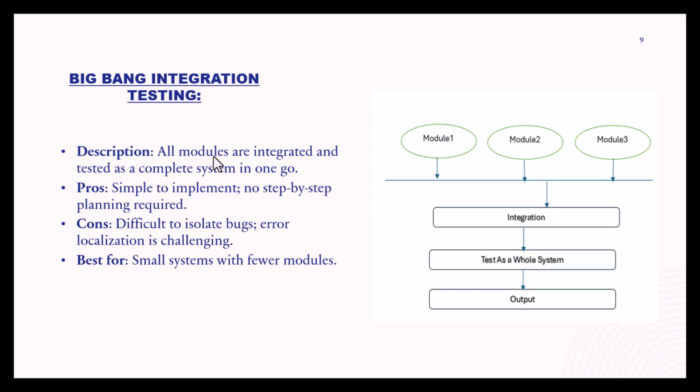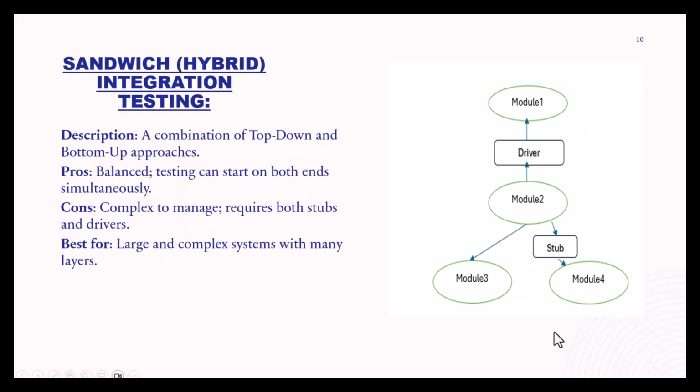It is very simple to implement and no step by step planning is required, but it is difficult to isolate bugs, so error localization is challenging. It is best for a small system with fewer modules. If fewer modules are there, we can approach this Big Bang integration testing. After this we can directly move to the system testing phase.